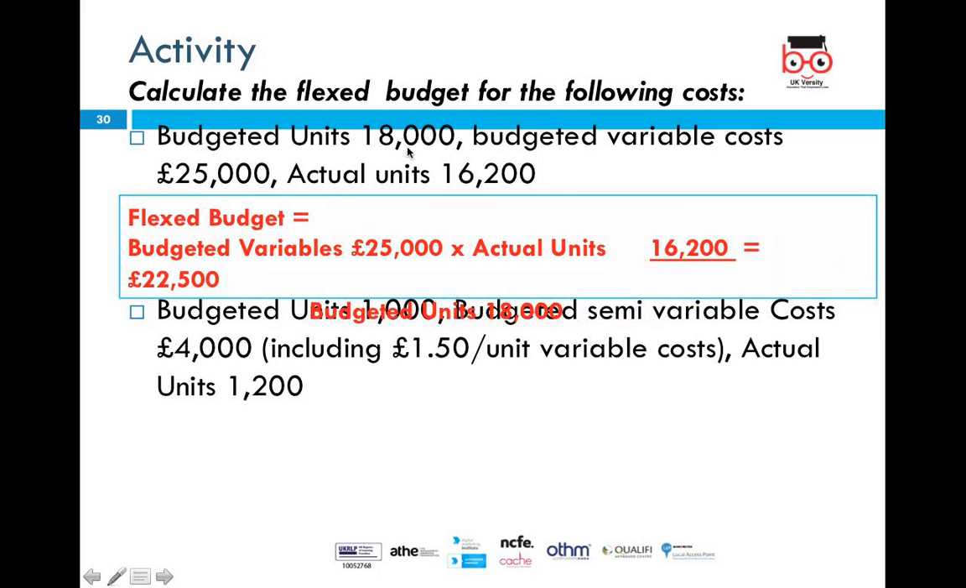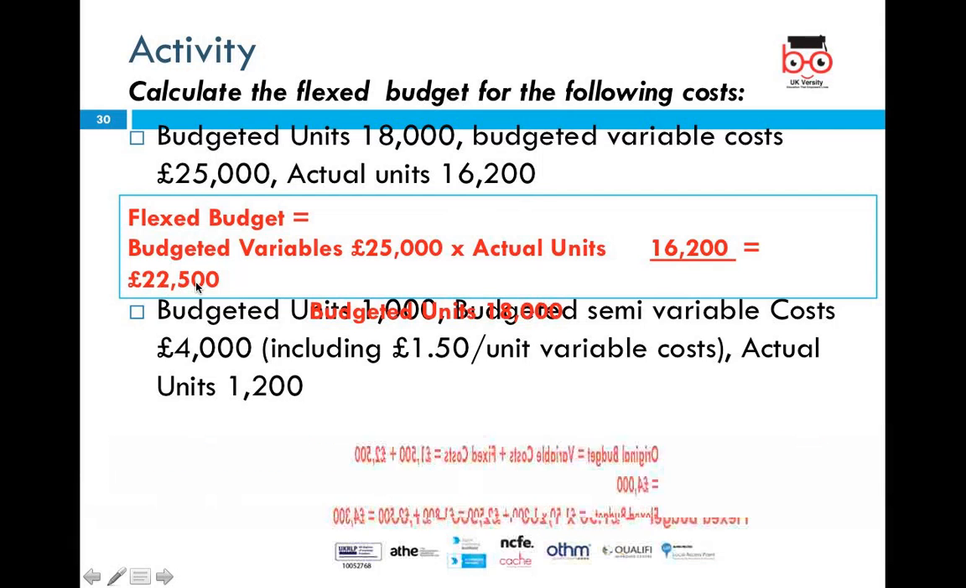Okay, let's see how we will calculate this one. So we need to calculate the flex budget. Budgeted variables is 24,000 and actual units is 16,200 divided by 22,500. I think that's our flex budget. And then it's divided by, I think, 18,000 budgeted units. So budgeted variables times actual units divided by budgeted units. That will come to 22,500.